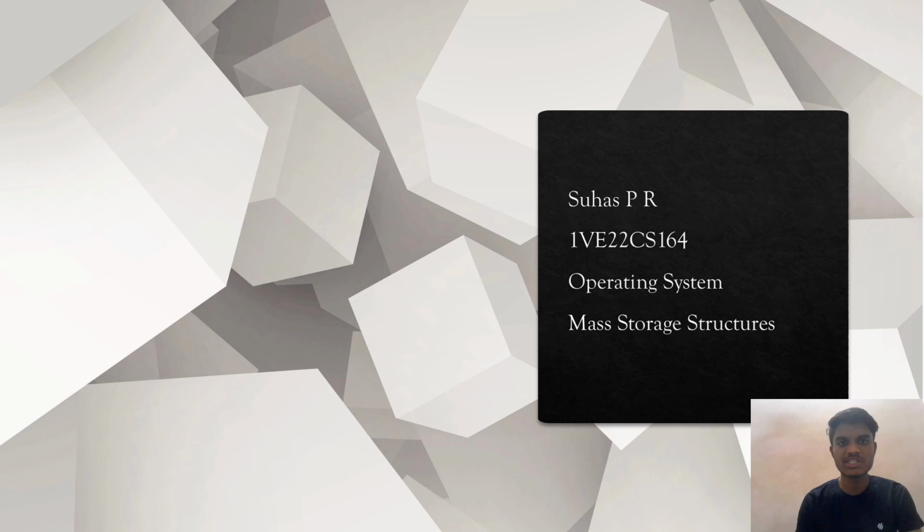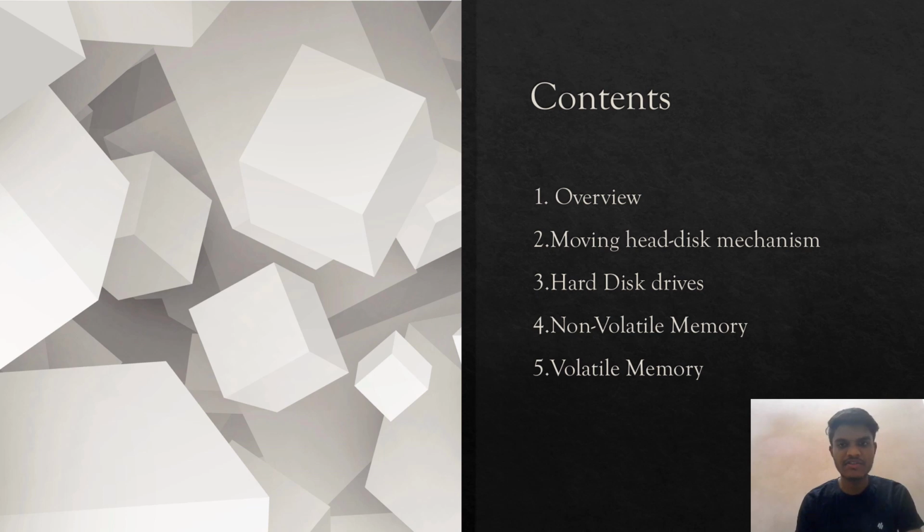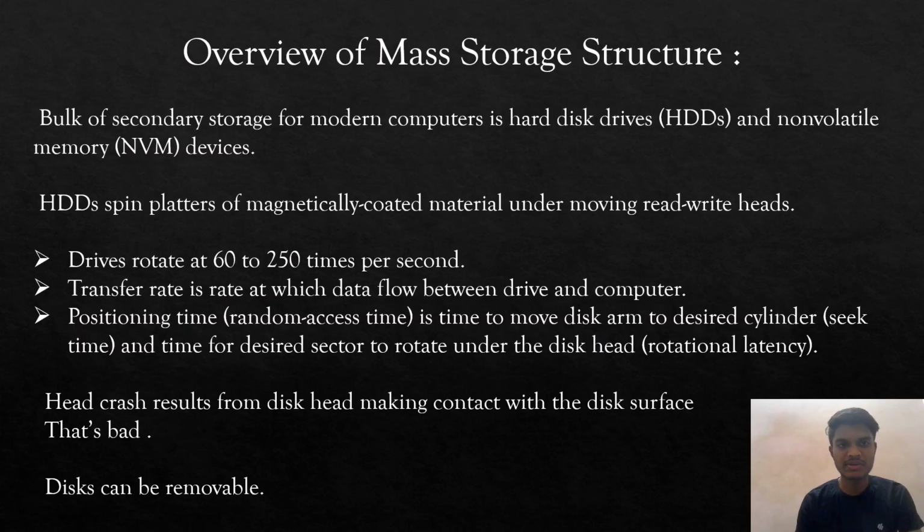Today we are going to discuss mass storage structures in operating systems. Contents: first we will see the overview, next the moving head disk mechanism, next hard disk drives, and next non-volatile memory and volatile memory. Let's move on to the topics. Overview of mass storage structures.